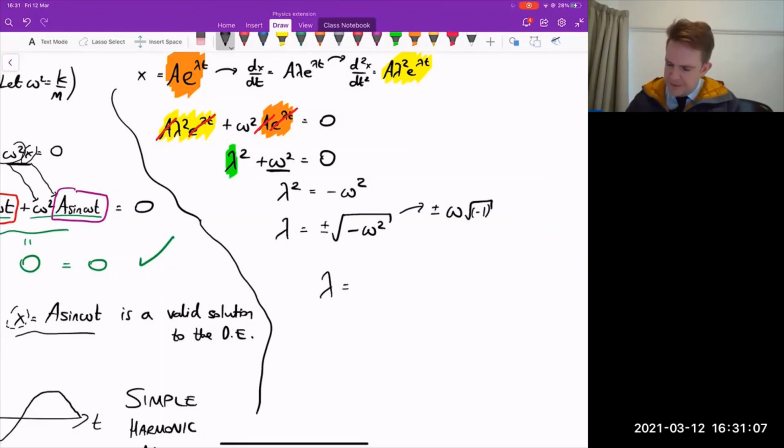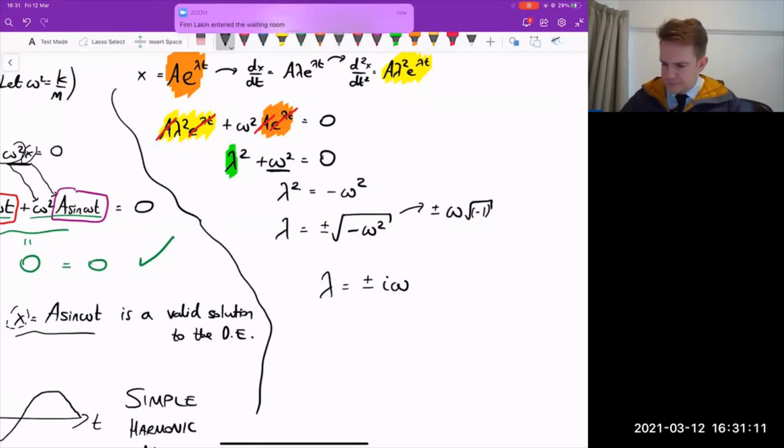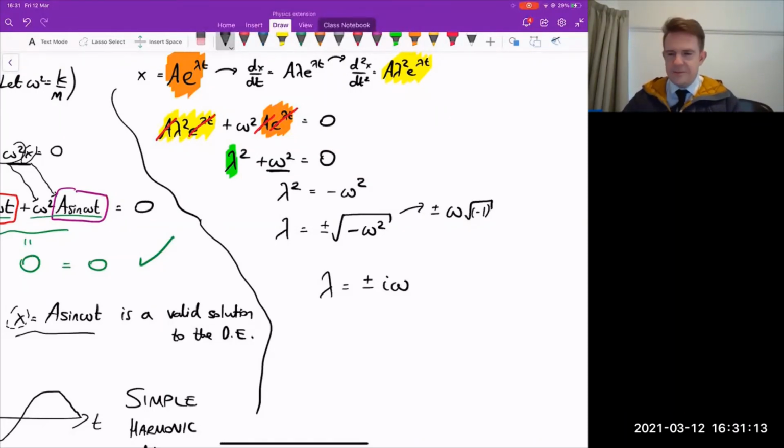So in fact, the solutions to this equation are, why is Finn entering this now? Right.